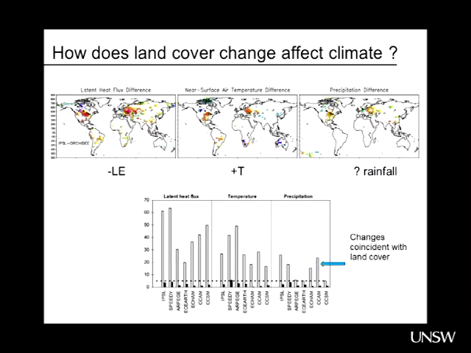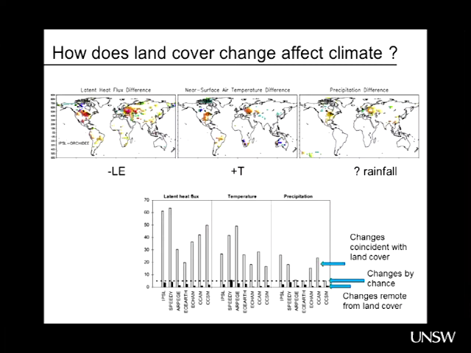The bars that are open bars for the latent heat, the temperature, and the rainfall are the changes that occur where you've chopped down the vegetation, where you've actually changed the land. And the black bars are changes that are remote from the land cover change. And that little dashed line in the middle there are the changes that you would expect to occur by chance.